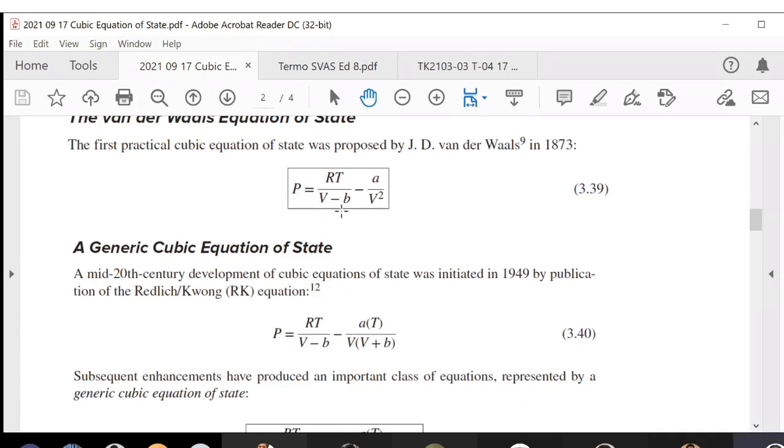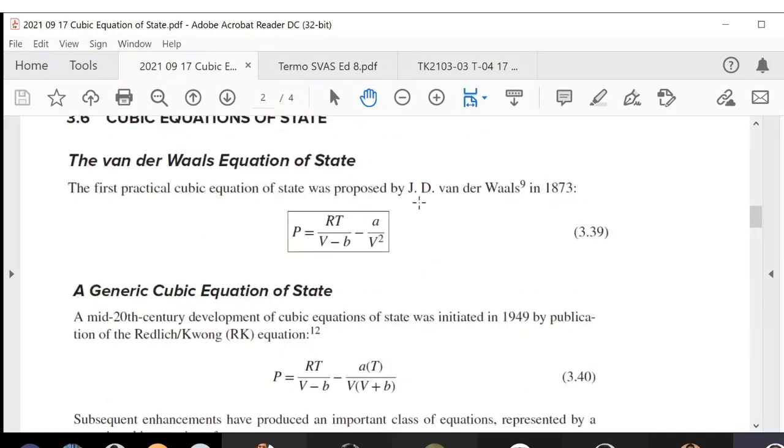there is a beginning of the correction. It was done by van der Waals back in 1873. He put the correction for this term. What is the unit over here? It should be the same as the unit of the pressure. If the pressure unit is bar, then this is bar. What is the unit of A? Well, we will check later.